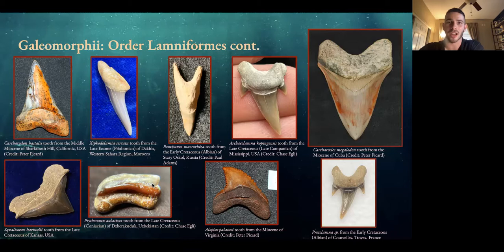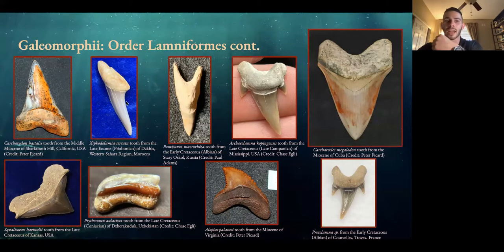You see lots of heterodont style dentitions within the order Lamniformes. One of the strangest is Xiphodolamia. Xiphodolamia has anterior teeth like this that only have one cutting edge, which is something you really don't see in any other shark taxa. They are mesiodistally compressed, meaning again, side to side or laterally compressed, and the anterior or lateral teeth, so the teeth next to these, would still be compressed like that.